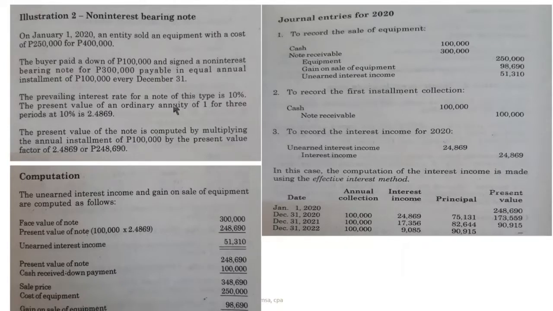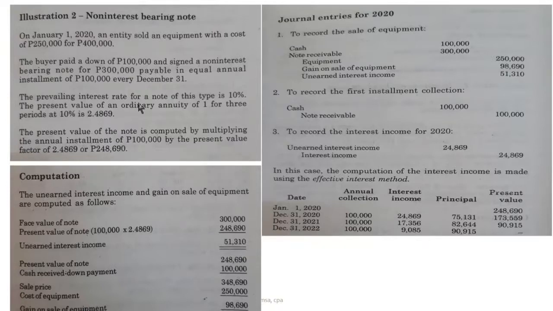The prevailing rate of interest is 10%. Although wala diri mention, this is not the stated rate. Pag mayroon siyang prevailing interest rate, it means it's the effective rate. And pag effective rate, ganito. So, mag-compute tayo ng present value.